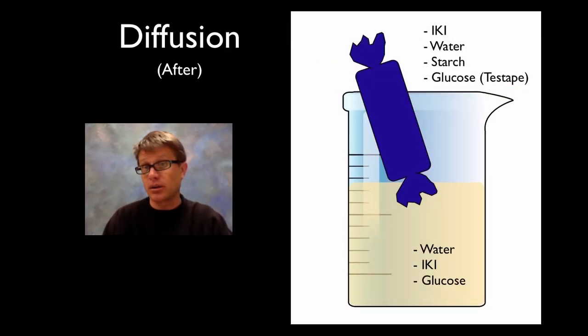An hour later, it's going to look like this. And so in class, I ask students to figure out, what's going on? Why do we get this blue color on the inside? What has moved back and forth? And so basically, when we test it when it's done, we'll find that there's glucose again inside the dialysis tubing. It makes sense because it was there before. There's starch, there's water, but we can infer that IKI has moved inside.